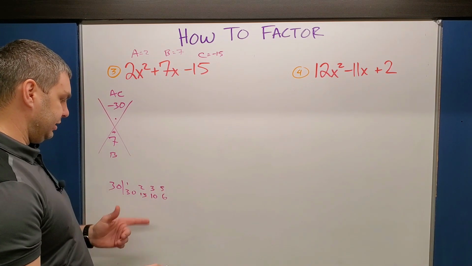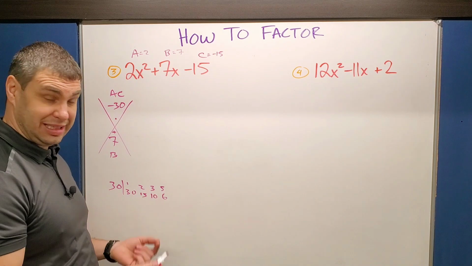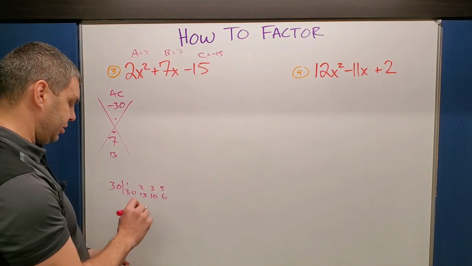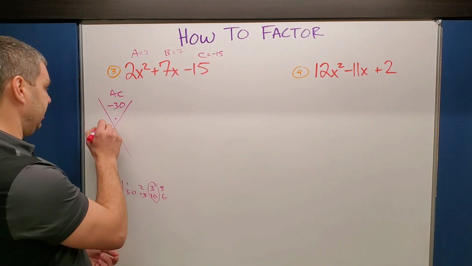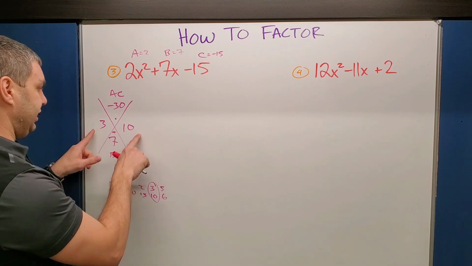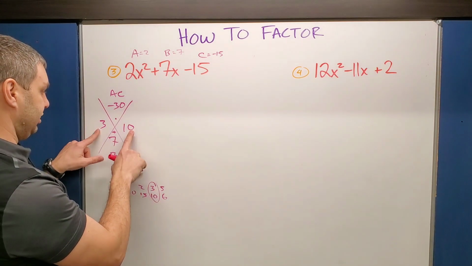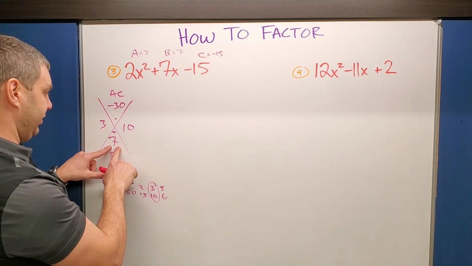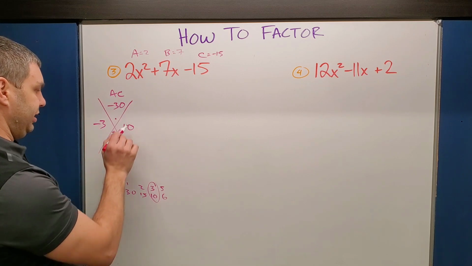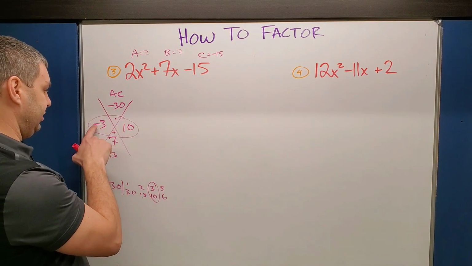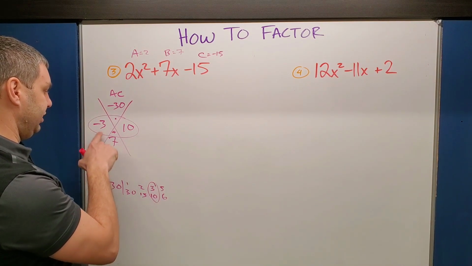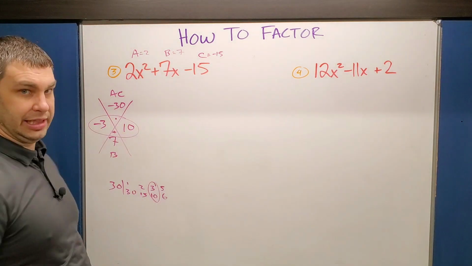Are any of these going to add or subtract to be 7? Any of those pairs? And I think 3 and 10 do. So if I put a 3 and a 10 here, to get a negative 30 when I multiply, one of those is going to have to be negative. And when I get 7, I think my 3 is going to have to be negative, right? Negative 3 plus 10 is 7, negative 3 times 10 is negative 30.